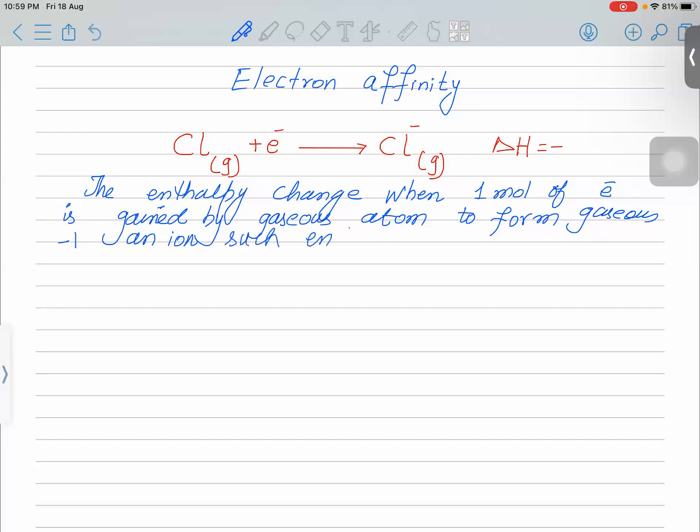Such enthalpy is called first electron affinity. This is point number 1.